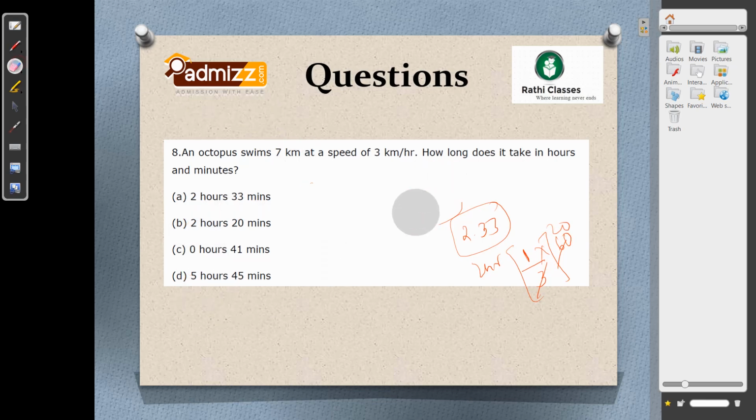That is very easy. The first option is 2 hours 33 minutes. Always keep in mind that when we convert hours into minutes, it is a multiple of 60, not 100.